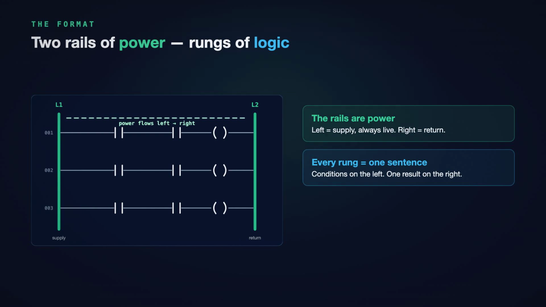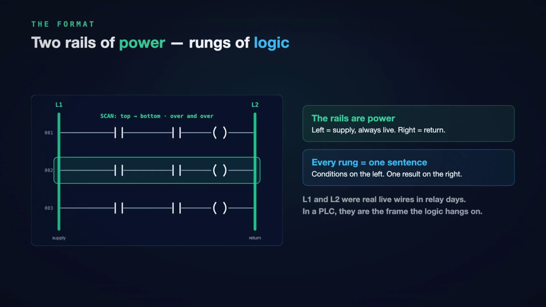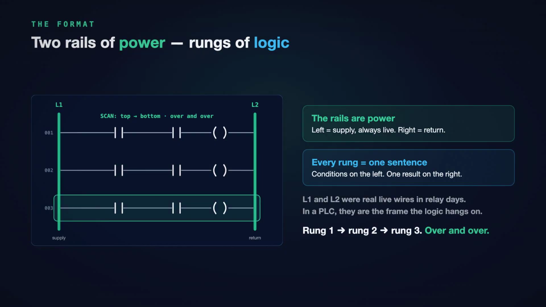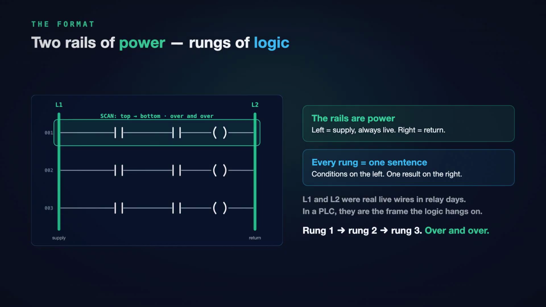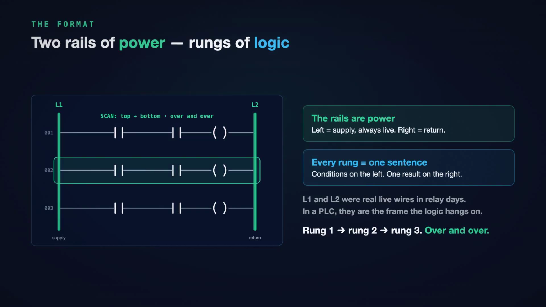By convention, the left rail is called L1 and the right rail L2. In relay days, those really were live wires. In a PLC, they are just the frame the logic hangs on. That is the whole format. A PLC reads rung 1, then rung 2, top to bottom, over and over. Simple rules, endless machines.